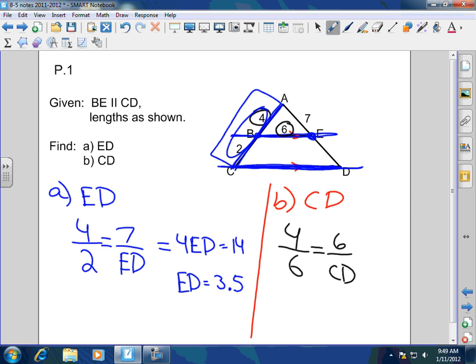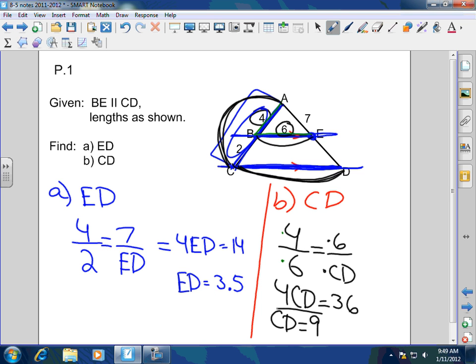Because here we're talking about similarity now. So again, I went 4 to 6, side of little triangle to side of little triangle, equals 6, which is all of AC, side of large triangle, to CD, which is side of large triangle. And CD corresponds to BE. So now when we cross multiply, we're going to get that 4CD equals 36. So CD equals 9. Does that make sense, gentlemen?